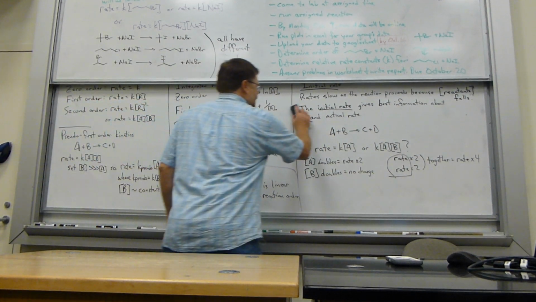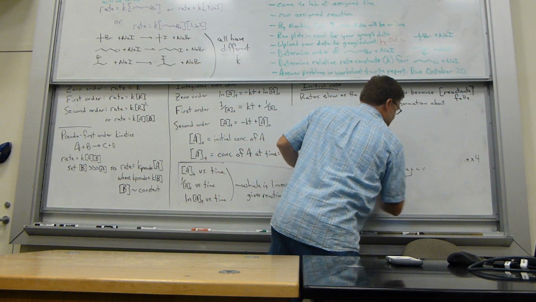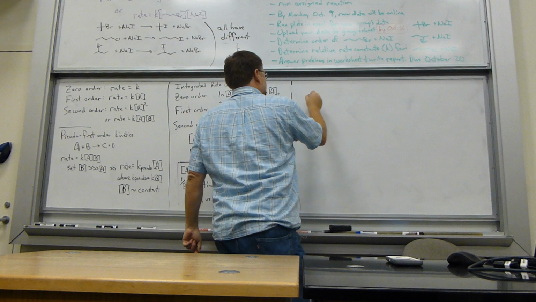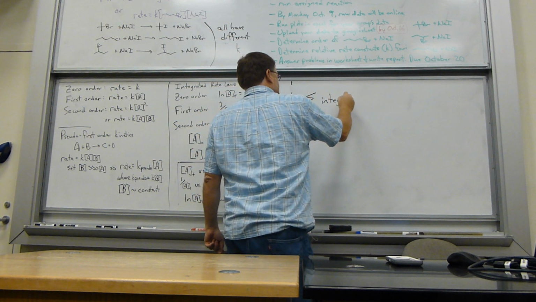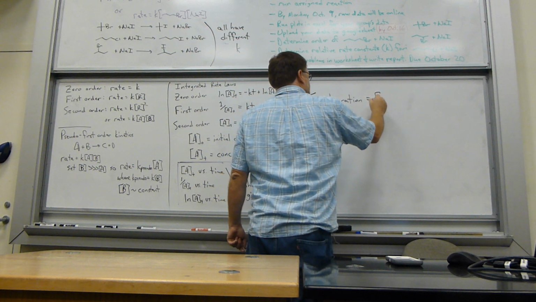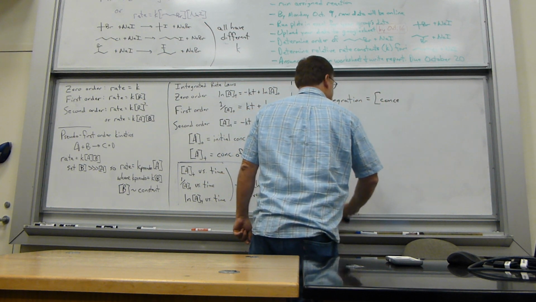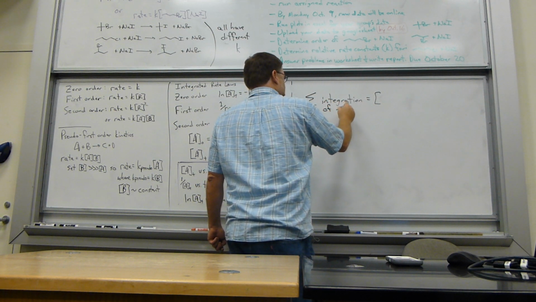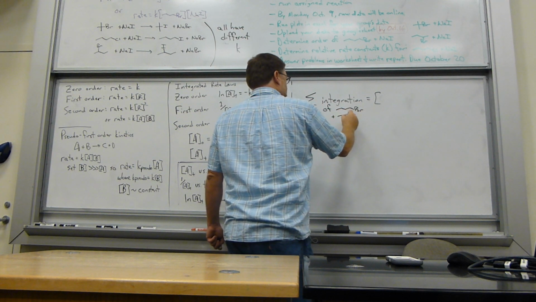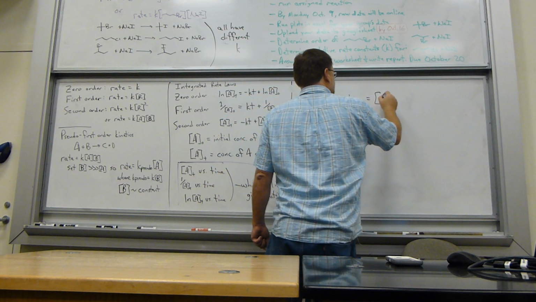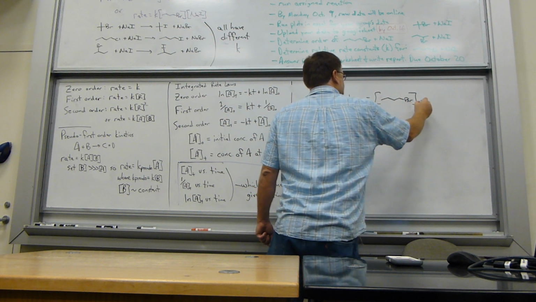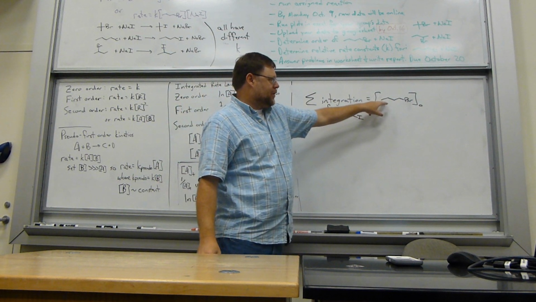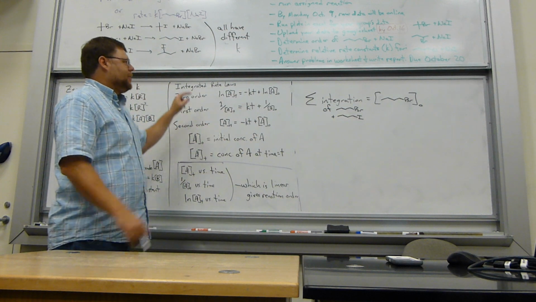I will write that down over here. The sum of the integration for the reactant and the product in the NMR has to equal the initial concentration. So that's your normalizing.